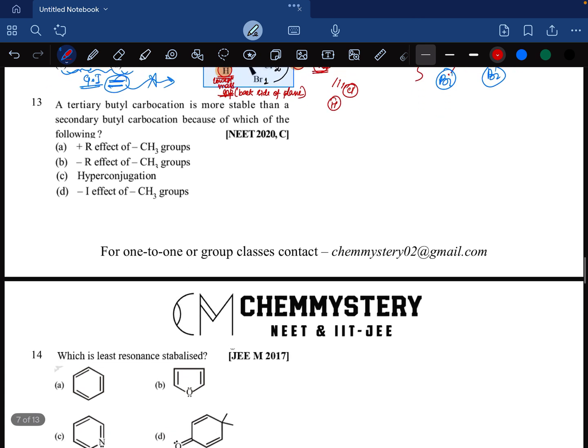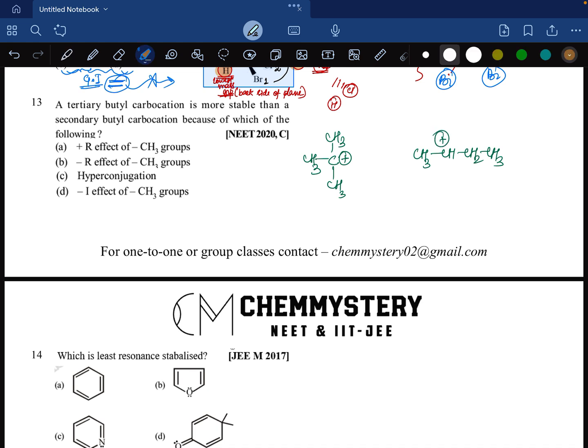Okay. Question 13. A tertiary butyl carbocation is more stable than a secondary butyl carbocation because of which of the following? Let's make the structure of the tertiary butyl carbocation first. This is the tertiary butyl carbocation. Let's make the structure of the secondary butyl carbocation: CH3, CH, CH2, CH3. This is the secondary butyl carbocation.